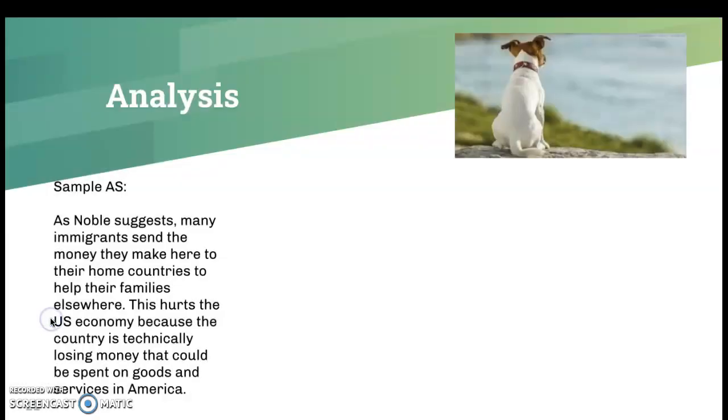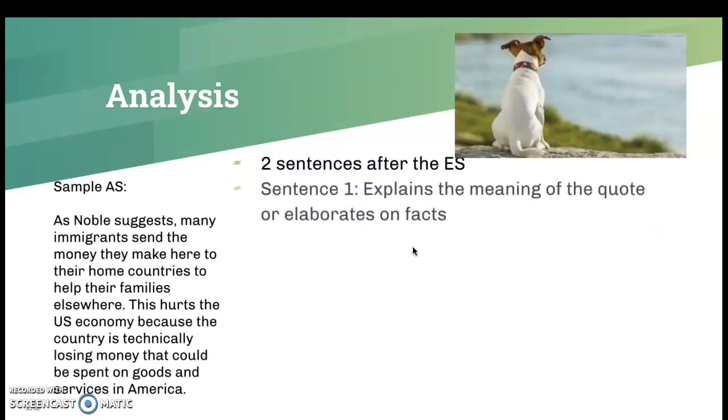So now we are going to transition into analysis. If you guys will notice, this dog is looking out. He's thinking about a bunch of things, pondering, right? That's what your analysis should be. Your analysis should be all about that extra critical thinking that goes along with those evidence sentences. So analysis is always 2 sentences after each evidence sentence.